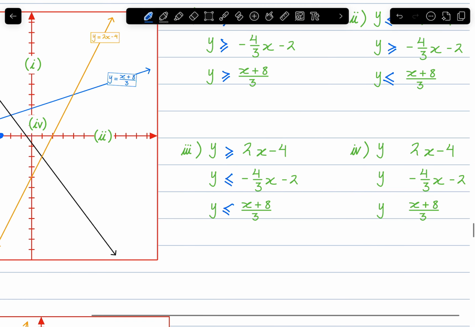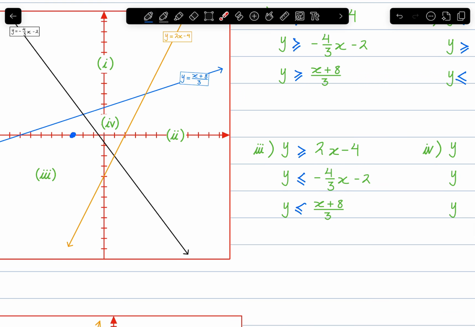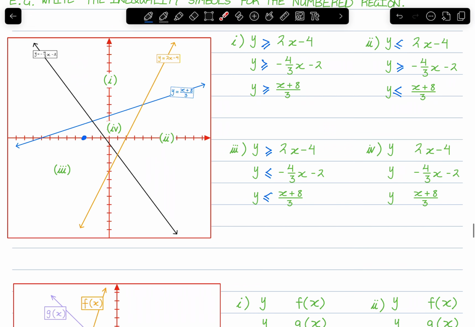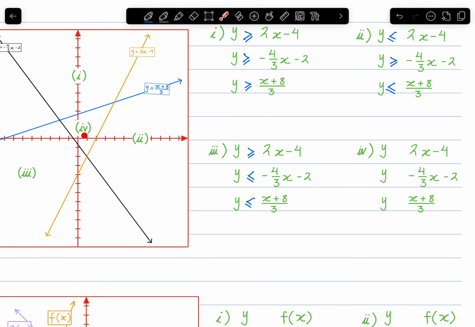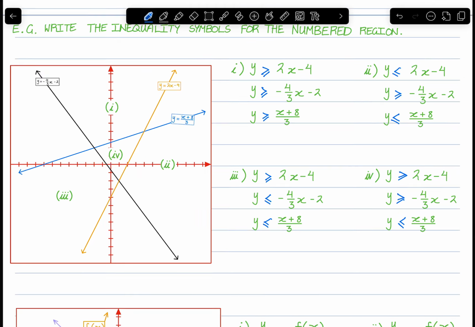And lastly for this one, the fourth region, it's right in the middle. I'll give you a moment. Hopefully by now you can figure out that it's the one right, and it's enclosed by a triangle in all three. So this point should be below this line, so less than or equal to. It needs to be above the black line, so greater than or equal to. And this point is also above this line, so it's also greater than or equal to. And there we have it.